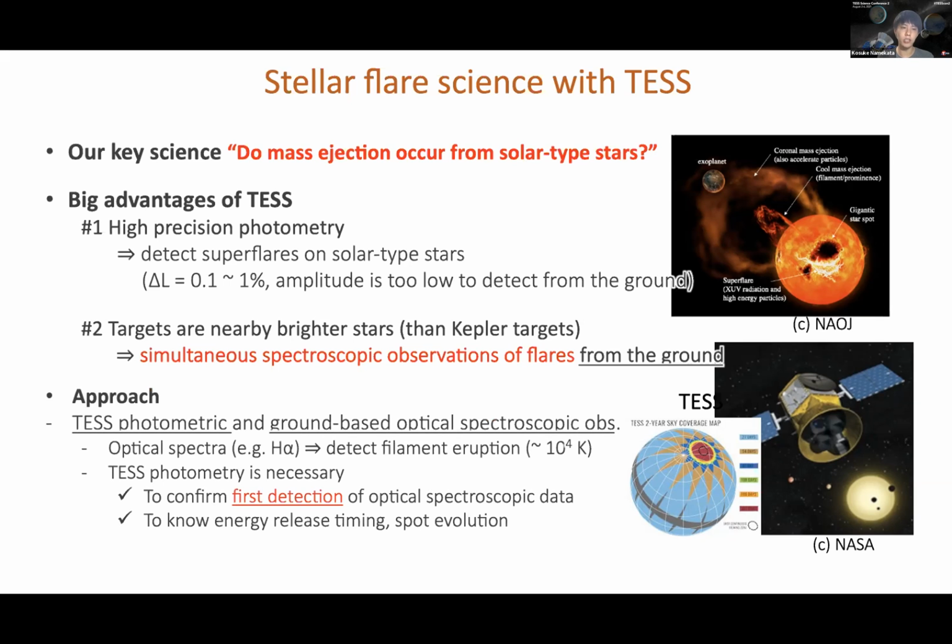So our approach is to conduct simultaneous observation with TESS photometry and ground-based optical spectroscopic observation. We consider that optical spectroscopic observation will be able to detect the cool filament mass eruption as indicated here. And TESS photometry is very important to confirm the flare detection in the optical spectroscopic data of the solar-type star, as well as to know the energy release and the spot evolution.